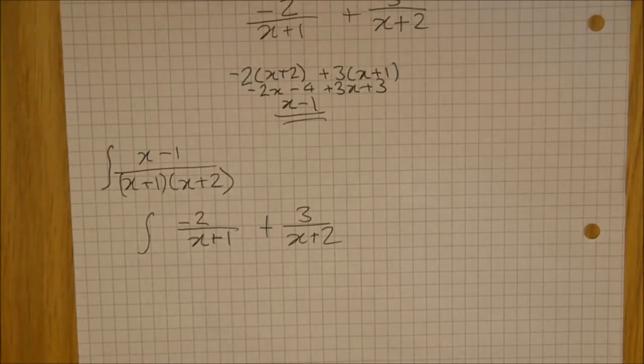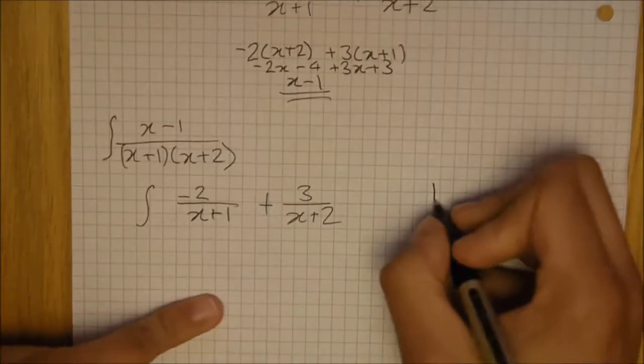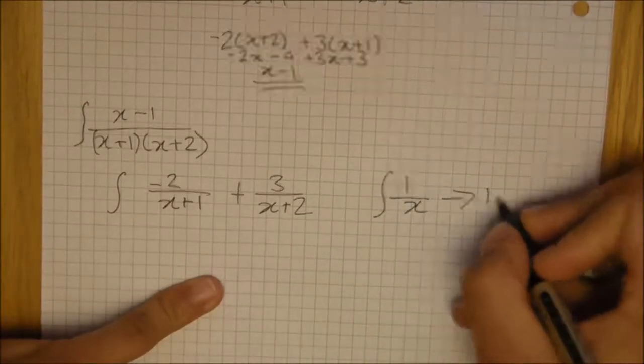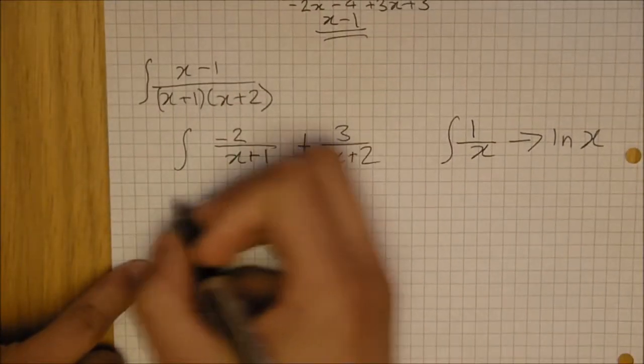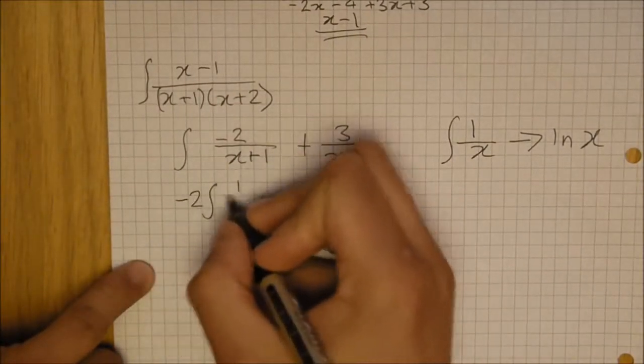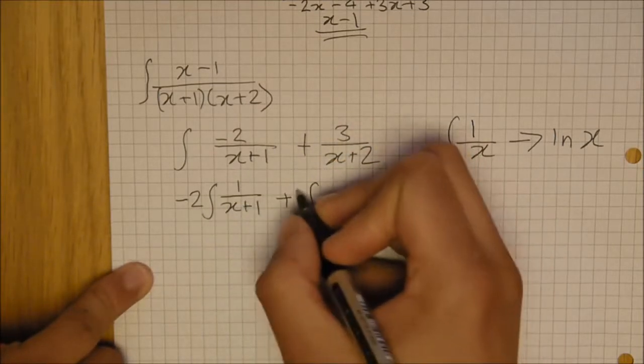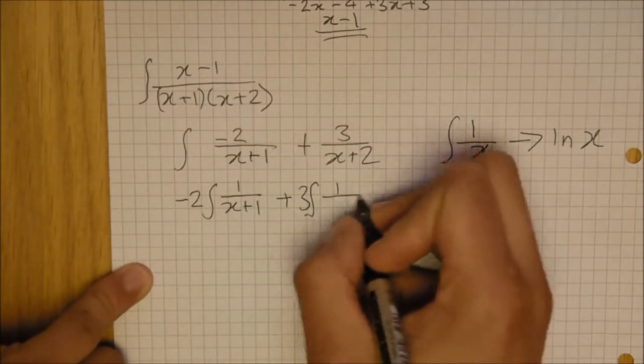Now then, do you remember back in Core 3 we had ln? Now ln is quite a useful thing in Core 4. So what we know is if we have 1 over x, it will integrate to be ln x. Same principle here. We can write this as minus 2 times the integral of 1 over x plus 1 plus 3 times the integral of 1 over x plus 2.